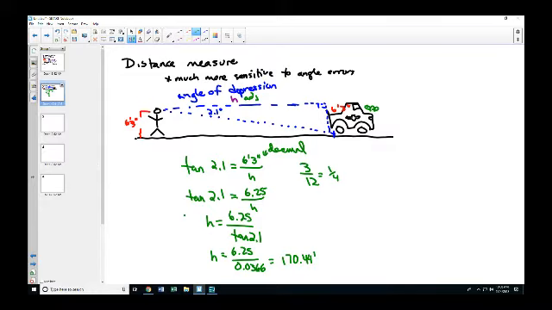Okay, that's how far the car is from you. 170.44 feet. Okay, that is not in inches. So do you want to change it to inches?